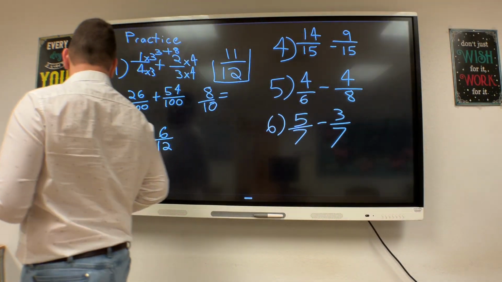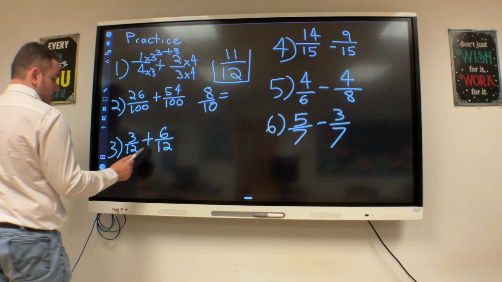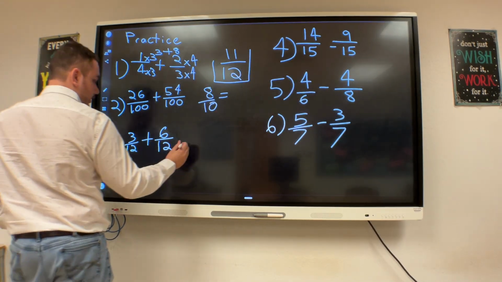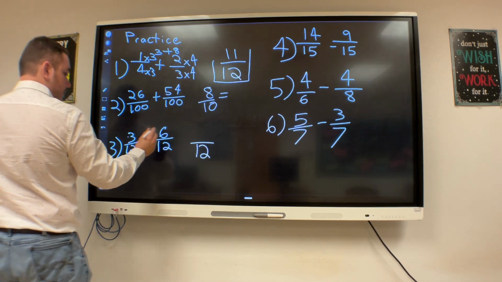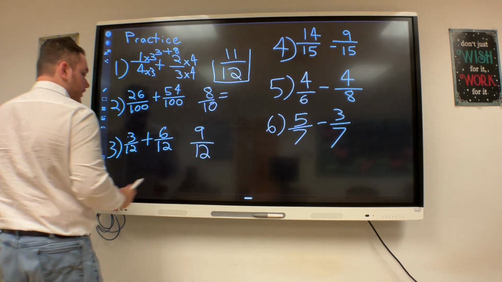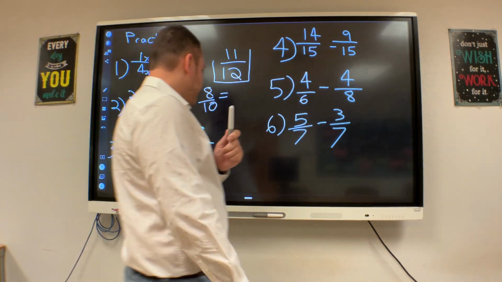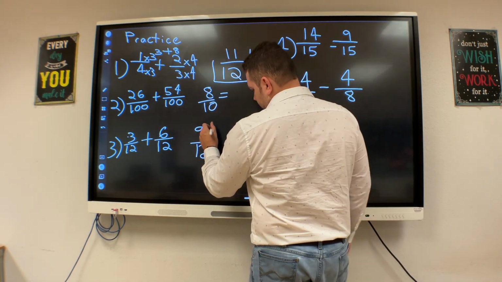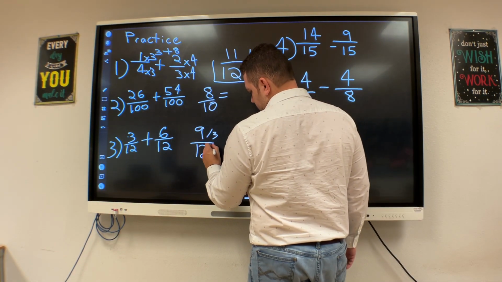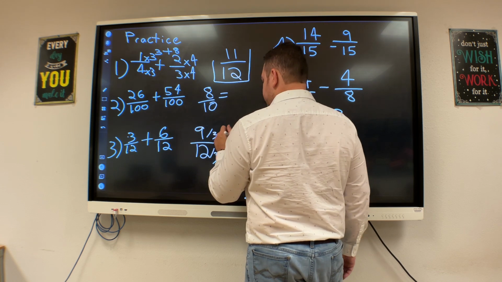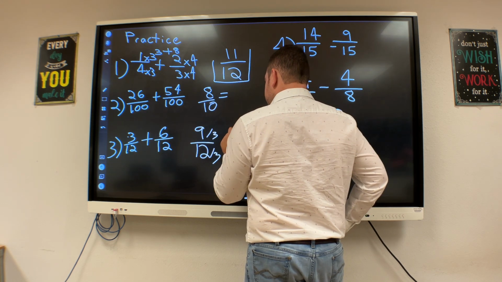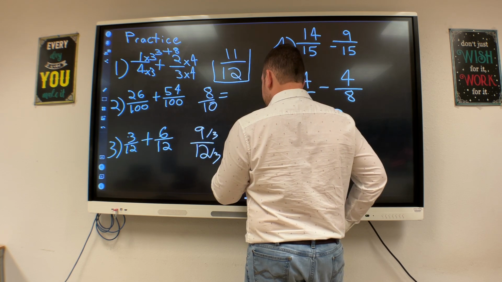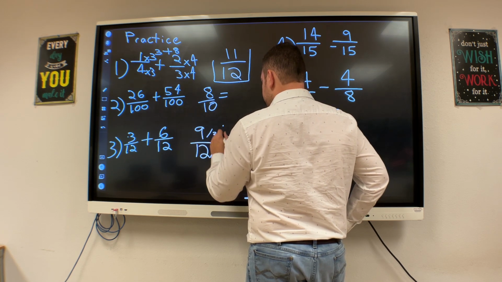Number 3, again, our denominators are equal, so we just write it down. That's 12, add across, 3 plus 6 is 9. Well, let's see if we can simplify this one too, because 9 is divisible by 3, and so is 12. So 9 twelfths, 9 divided by 3 is going to be 3. 12 divided by 3 is going to be 4.